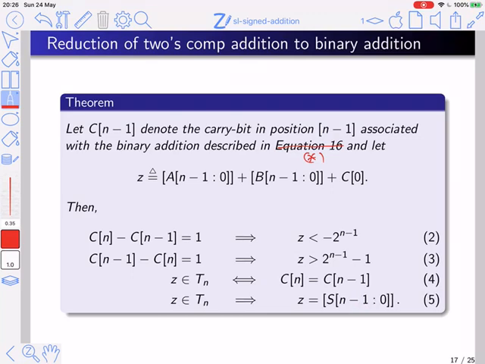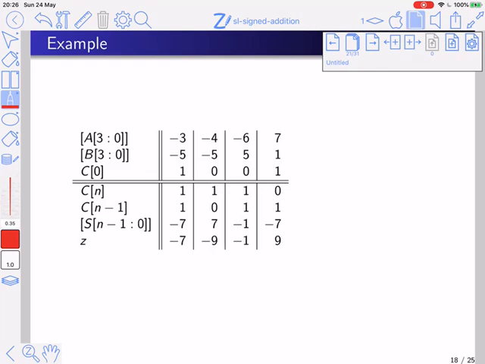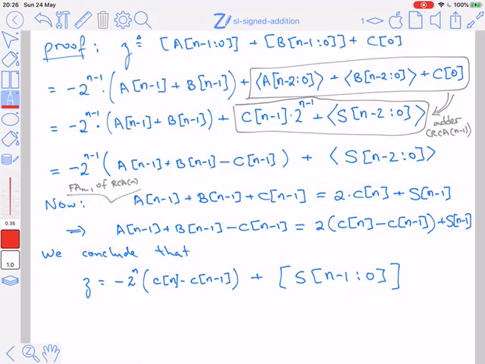However, if these two carry bits Cn and Cn-1 do not equal each other, then either Z is going to be too small or too big. It's not going to be in Tn, and there's no chance that Z will be represented by S in 2's complement representation. Let's prove the theorem. I'll leave this example for you to work out. Okay, proof of the theorem.